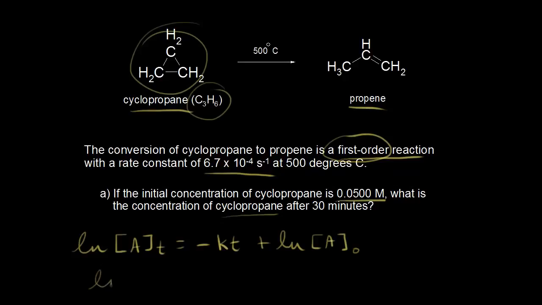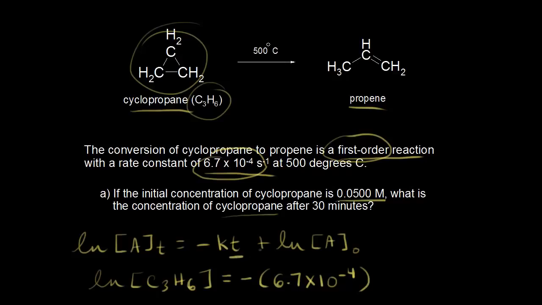So this is the natural log of the concentration of cyclopropane, C3H6, is equal to negative, k is 6.7 times 10 to the negative 4, times time. We need to find the time. And since we have k in seconds, and we have 30 minutes here, we need to convert 30 minutes into seconds.